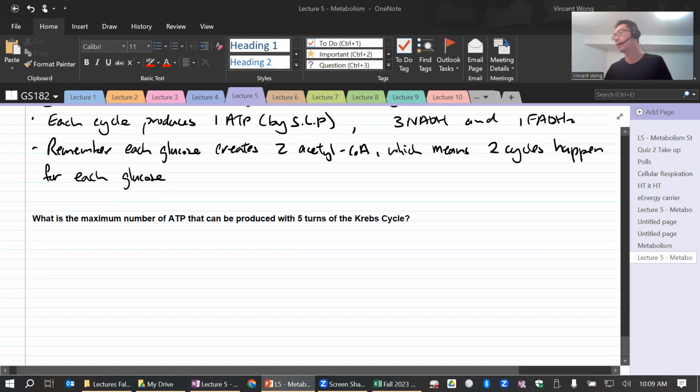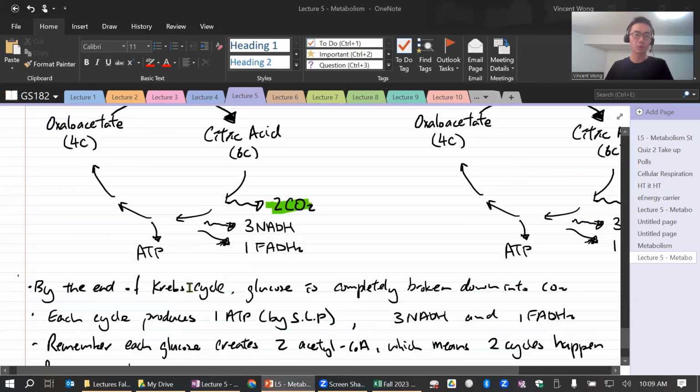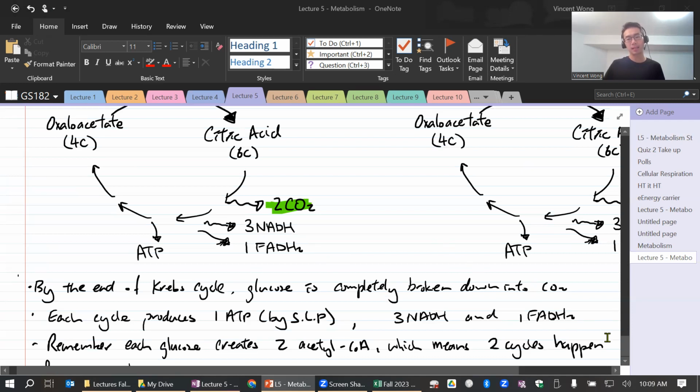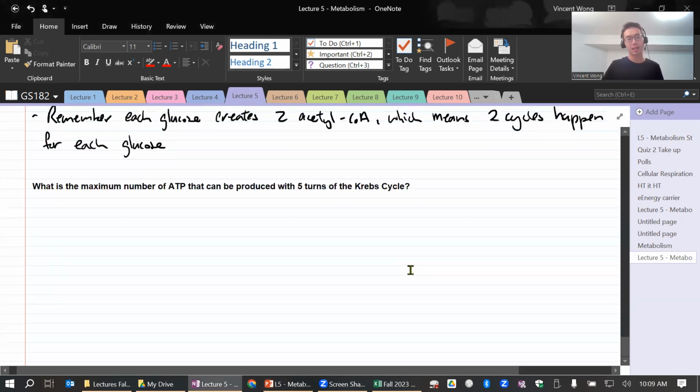I see Hamon Yoon said 10. No, don't just count this ATP, right? Remember, all these things are going to go on to step 4 and make more ATPs. So maximum number of ATP, you've got to take those into consideration as well.